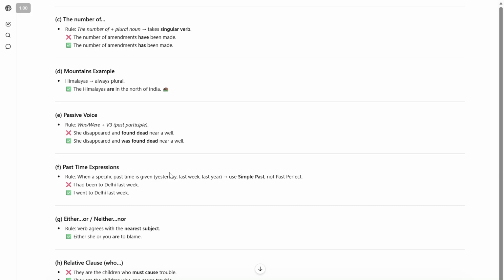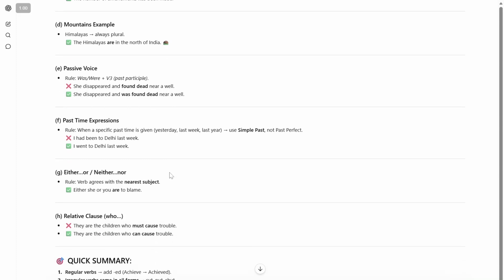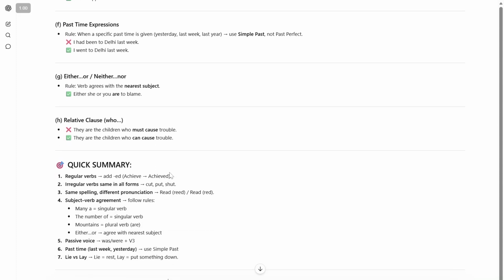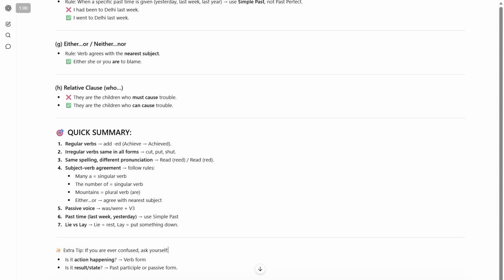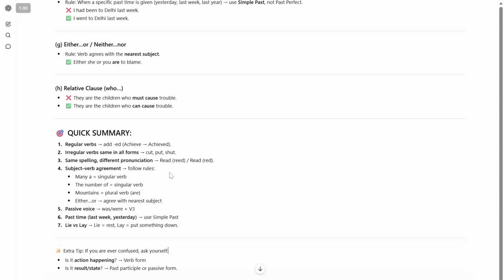G. Either or, neither nor. Rule: the verb agrees with the nearest subject. Either she or you are to blame. H. Relative clause, who. Wrong: They are the children who must cause trouble. Correct: They are the children who can cause trouble.